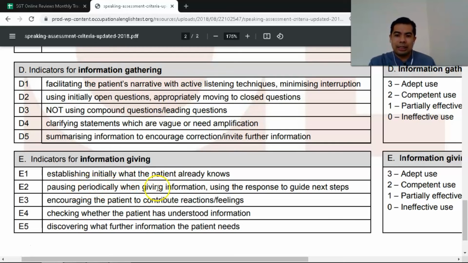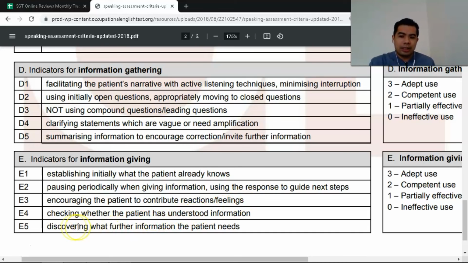Pause periodically when giving info. Don't talk nonstop. Take the time to pause and clarify. Was that clear? Did you understand? Is there anything you'd like to ask? That's also checking whether the patient has understood the information and encouraging the patient to contribute reactions or feelings. How does this treatment make you feel? Are you open to discussing your weight?